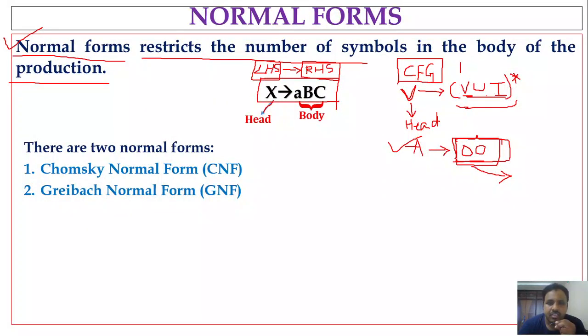Okay, so here we are going to discuss how to convert the given context free grammar into the normal form. Generally there are two normal forms. The first one is Chomsky normal form and the next one is Greibach normal form. We will discuss these concepts in detail with examples.